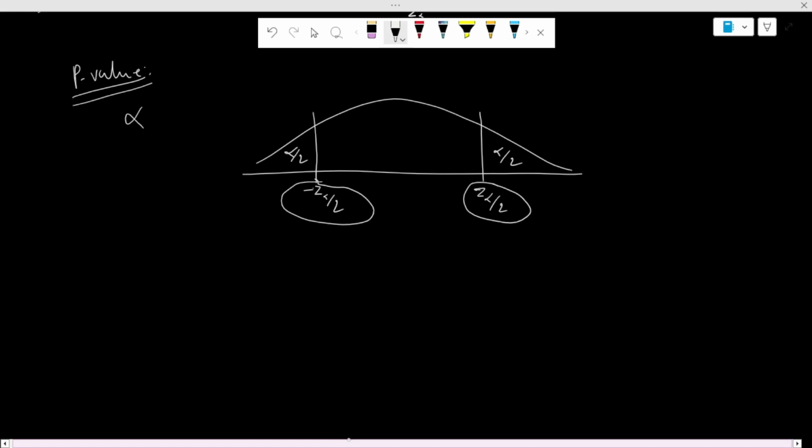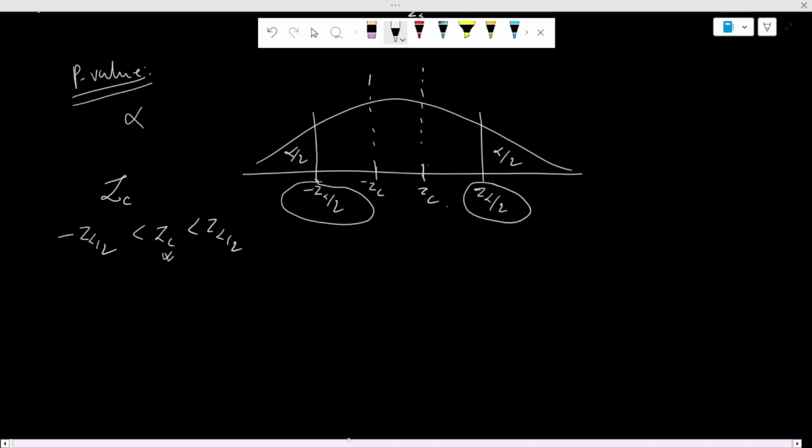Now let us say we have a calculated Z score. Let us term it as ZC. So if ZC lies within this tabulated score, then let me mark it here as minus ZC calculated, and due to symmetry it is plus ZC. Then in this case, as our calculated Z lies within the interval of minus Z alpha by 2 and plus Z alpha by 2, we fail to reject the null hypothesis. So how do we calculate the p-value in this case?